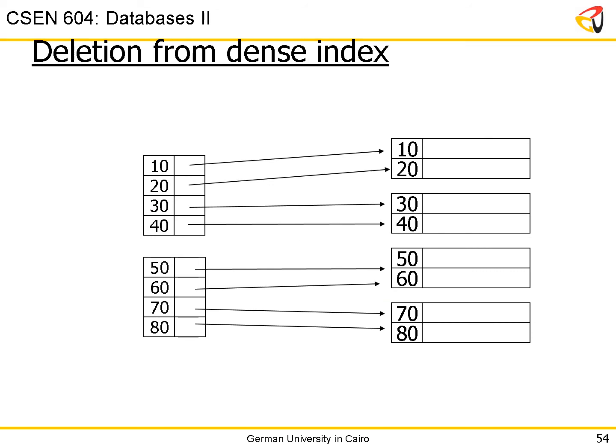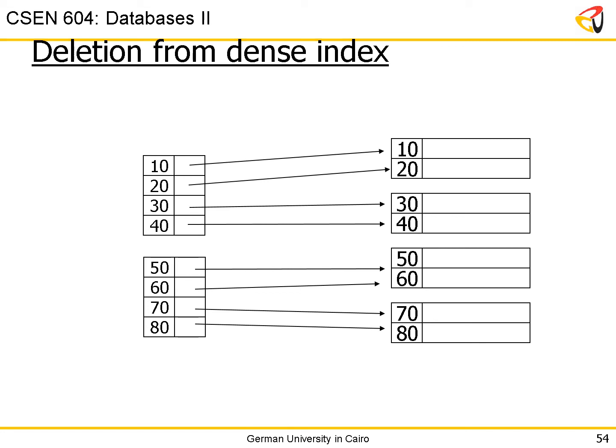Now let's move on to see an example of deletion from dense indices. So remember, in the dense index, all the values appear in the index, or at least one instance from every value. So by now, you should be getting a little bit worried, because every time we delete something, we have to change the index page. We have to write it back to disk.